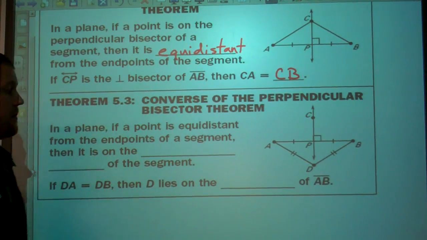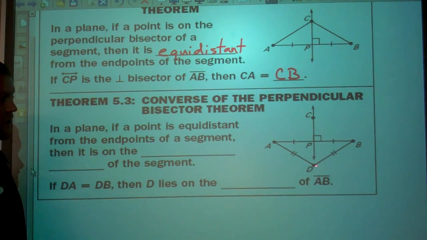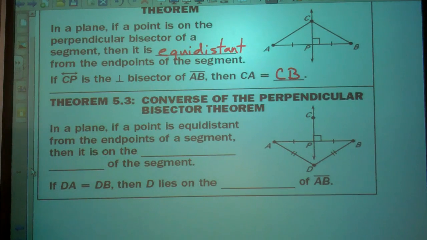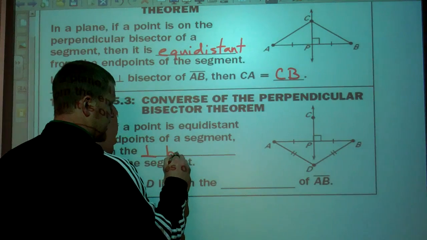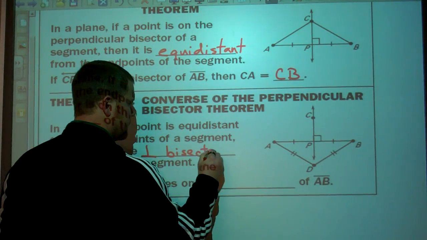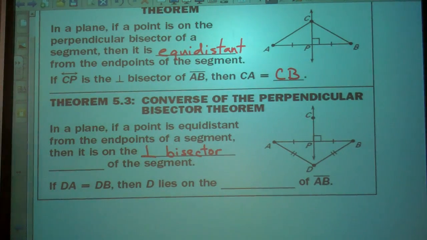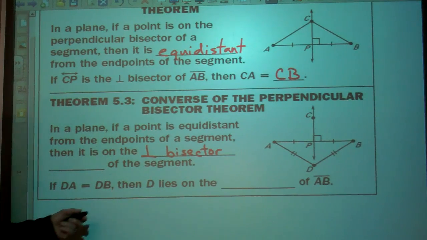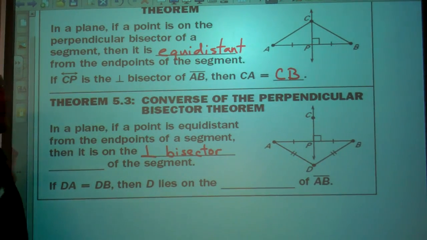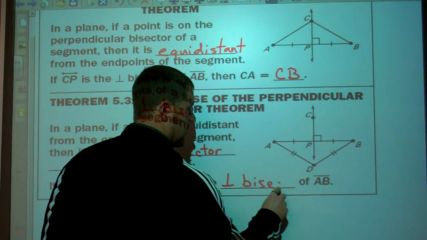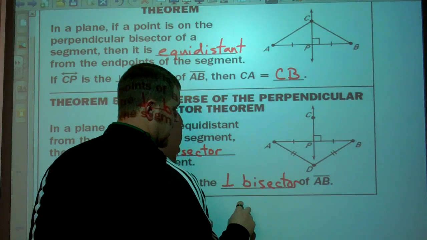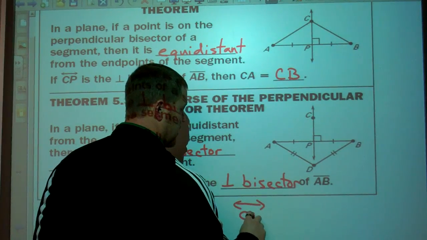Now the converse of that: if point D is equidistant from the endpoints of the segment, length AD equals length DB, then it is on the perpendicular bisector of that segment. So if length DA equals length DB, then D lies on the perpendicular bisector, which in this case is line CP.